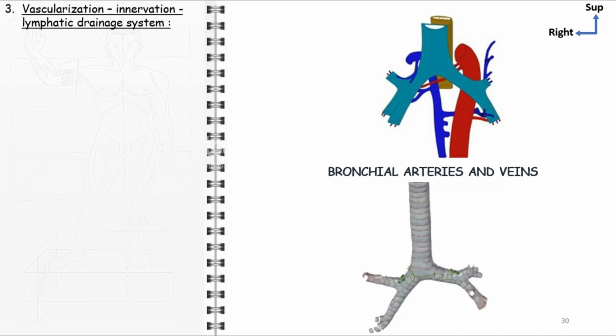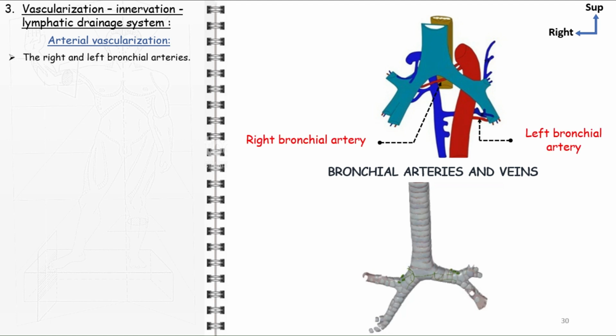Let's now turn our attention to the vascularization, innervation, and lymphatic drainage of the bronchi. Starting with the arterial vascularization, the right and left bronchial arteries come from the descending aorta or sometimes from the aortic arch, generally single on the right and double on the left.